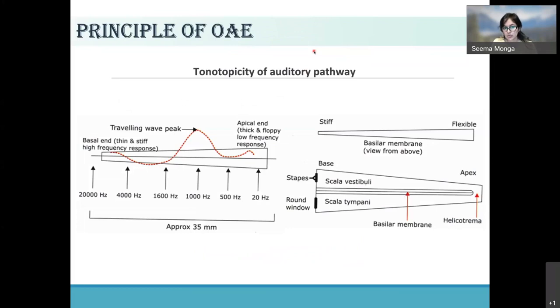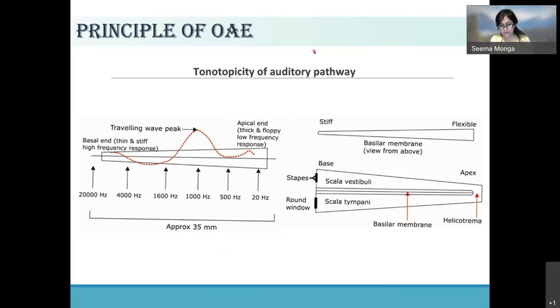So what is tonotopicity of the auditory pathway? What does this mean? Basically, every part of the cochlea. The basilar membrane is around 3.5 centimeters long. It is very long, 35 mm. So every section of the basilar membrane responds differently to different frequency.